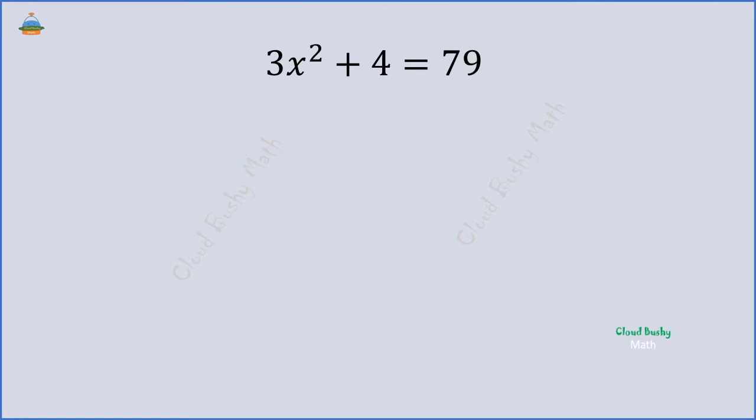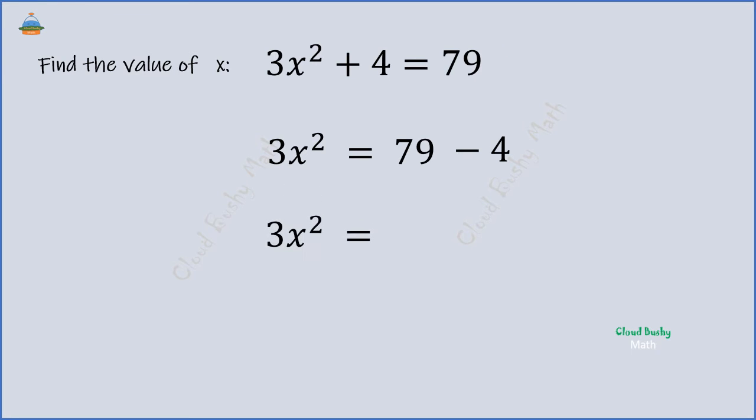Now, let's consider the equation 3x squared plus 4 is equal to 79. We want to solve for x in this equation. That is, we want to find the value of x. We will take 4 to the right-hand side first. This gives us 3x squared is equal to 79 minus 4. So we have 3x squared is equal to 79 minus 4, that is 75.